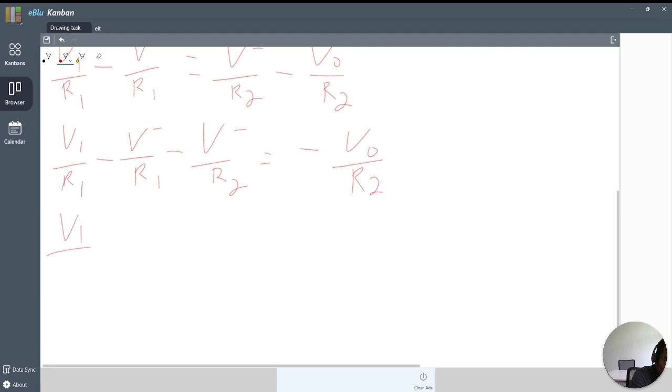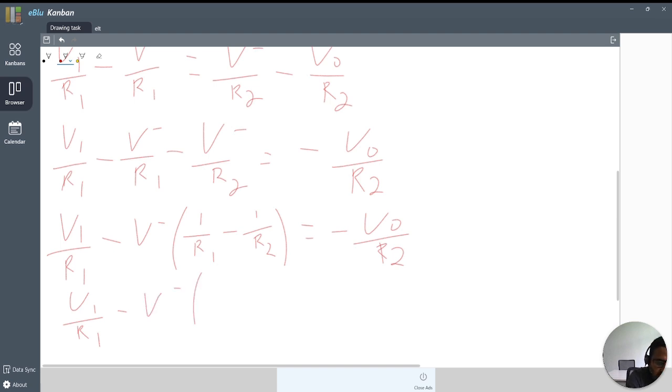Again, let's simplify this one: 1 over R1 minus 1 over R2 equals minus V out over R2. So this means V1 over R1 minus V inverting, when you simplify this one, R2 plus R1 over R1 multiplied by R2. This becomes minus V out over R2.